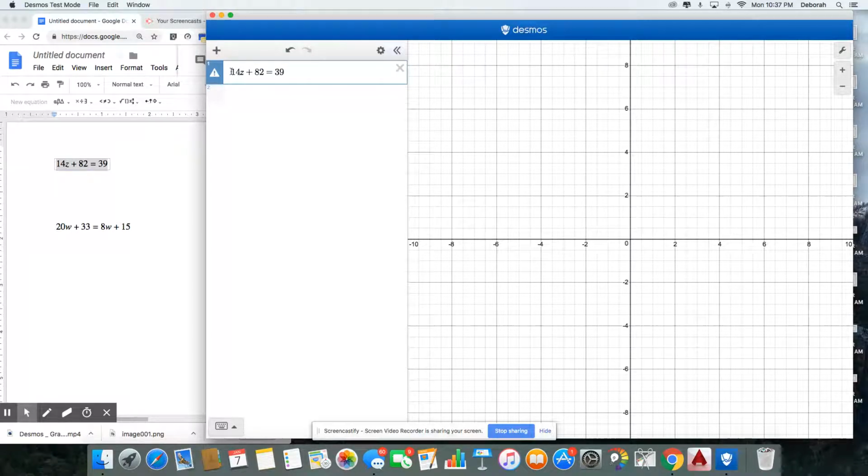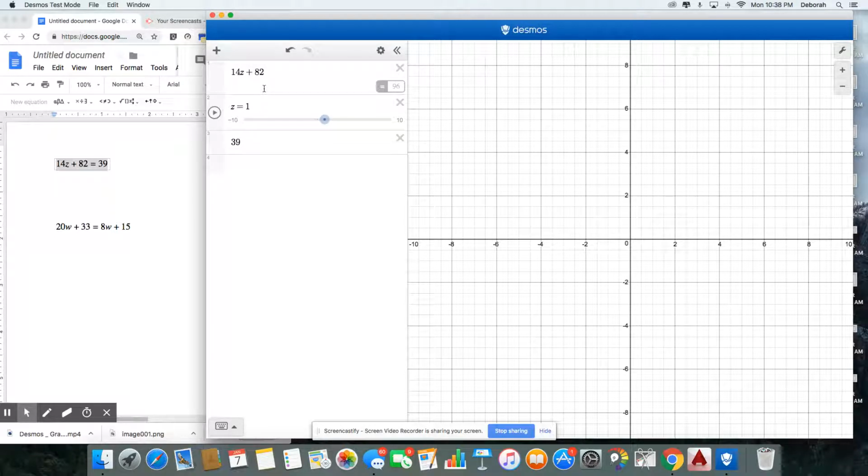So it's not going to let me do it this way. So what I'm going to do is put the left side of the equation on one line and the right side on another line. Notice that when I got rid of the equal sign, it came up and said add slider Z. So I'm going to go ahead and say, yep, add the slider.